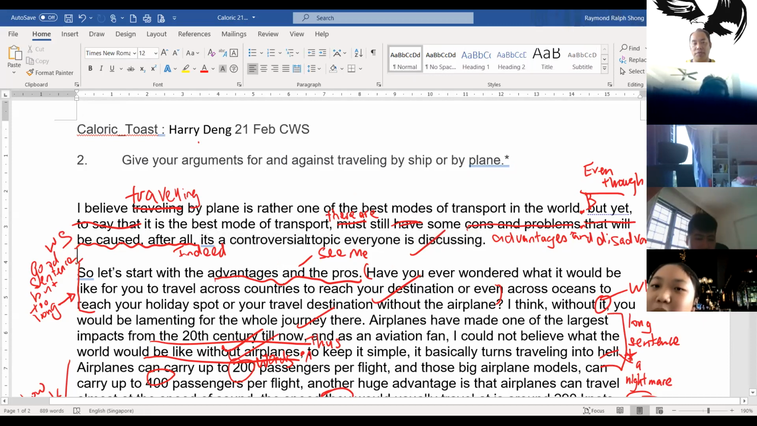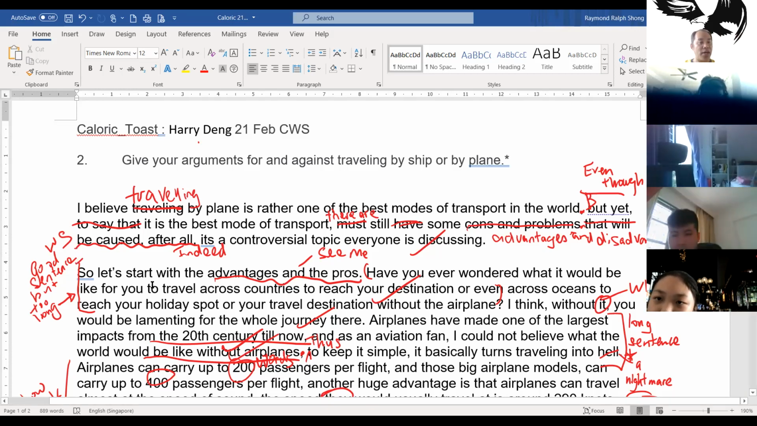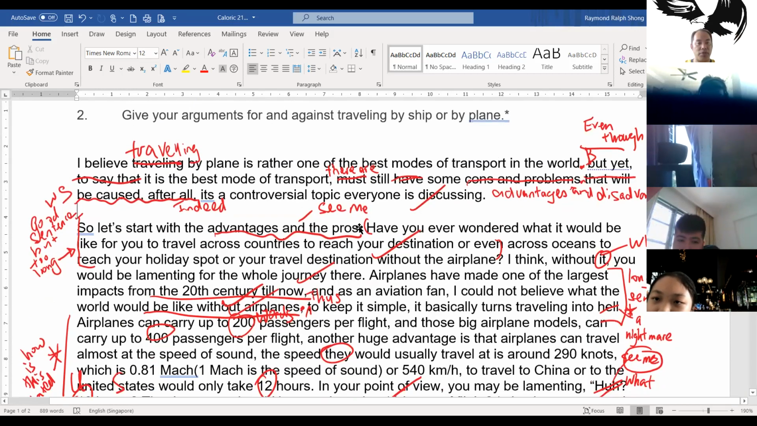So it is a controversial topic everyone is discussing. So let me tell you what are the pros and cons. So if Ranchen, you can write like this. It is a controversial topic that everyone is discussing. So ladies and gentlemen, let me have the privilege to talk about the pros and cons, the advantages and disadvantages of traveling by ships and plane. First of all, let's start off with the advantages and pros. So you see the same.